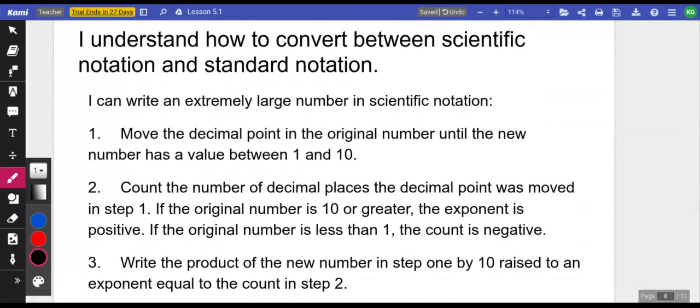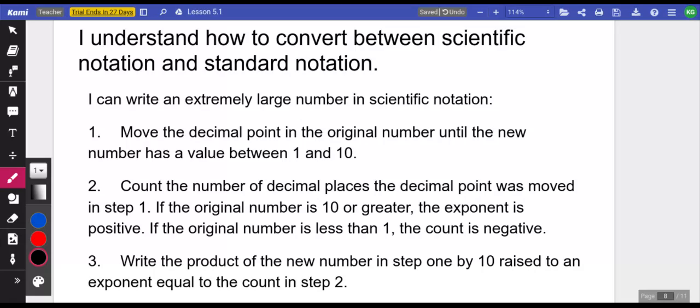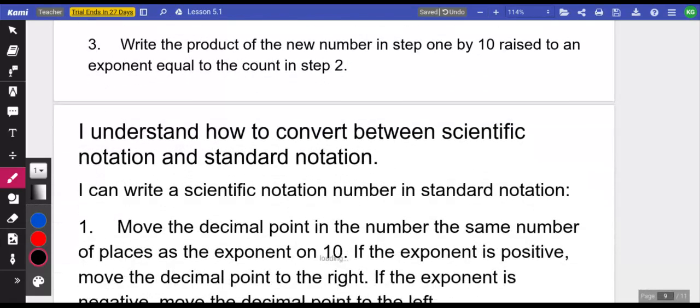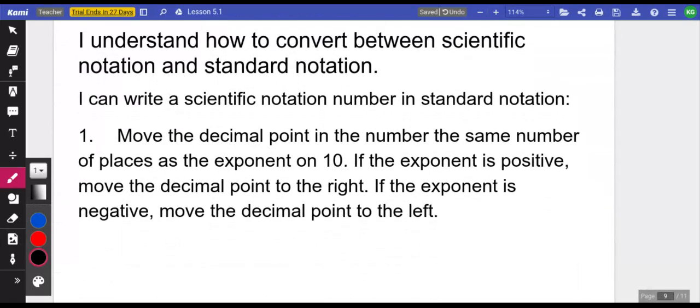Okay, go ahead and pause and take these notes. And pause and take these notes.